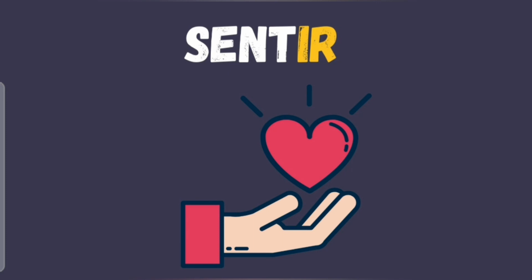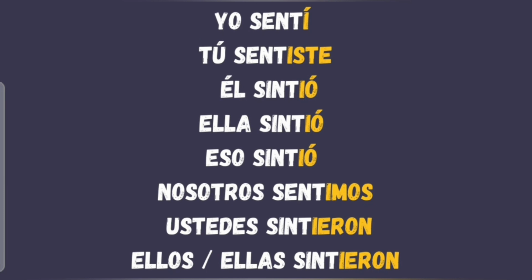Now let's go to the verb to feel, sentir, okay? Let's see how you have to conjugate this irregular verb in the indefinite past. Yo sentí, tú sentiste, él sintió, ella sintió, eso sintió, nosotros sentimos, ustedes sintieron, ellos or ellas sintieron. Okay, as you can see, the beginning, the root word, the base word, is changing. That's why it's an irregular verb.